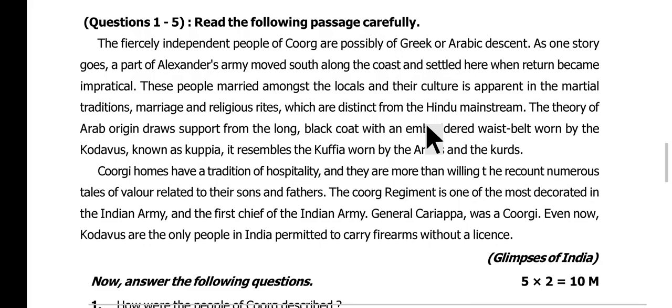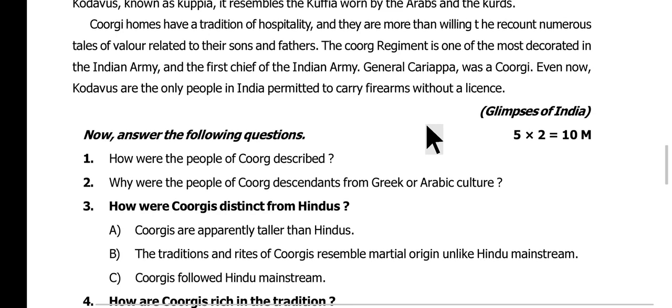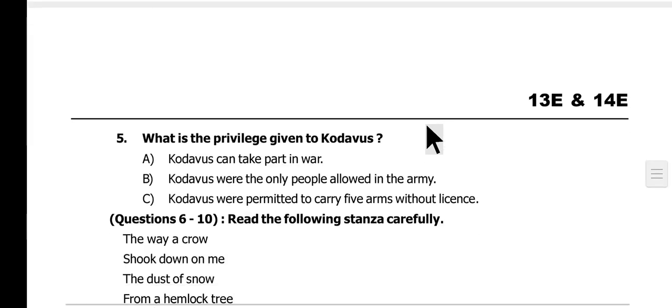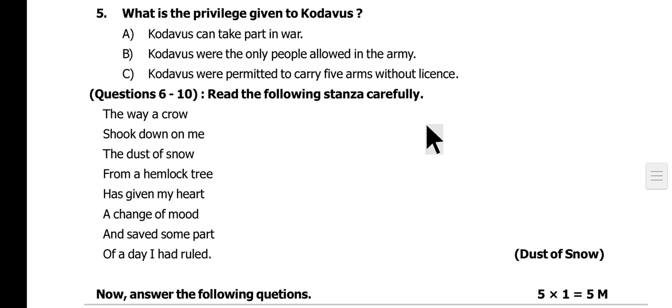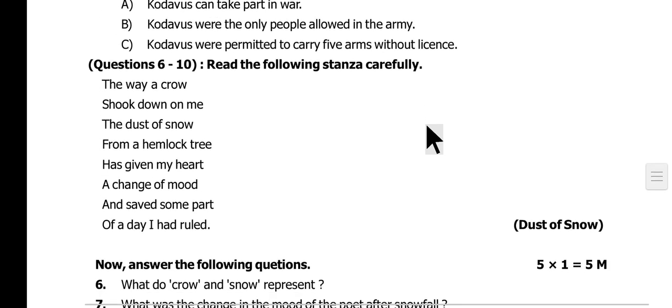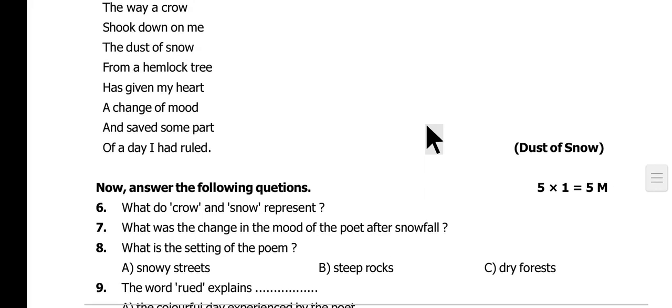So we can have a crystal clarity of the content, characters and theme so that we can easily attempt this section of the reading. Now coming to the next, the poem section is giving a stanza from the poem, and here Dust of Snow.